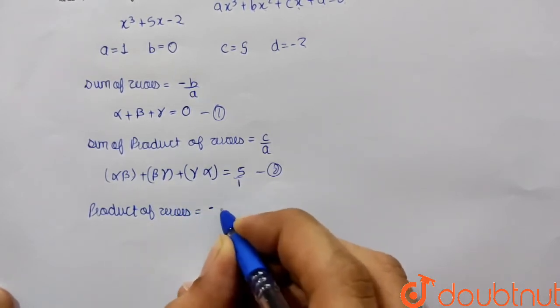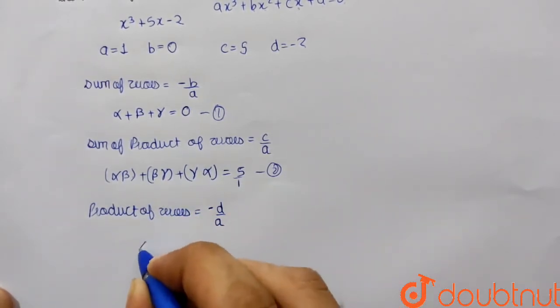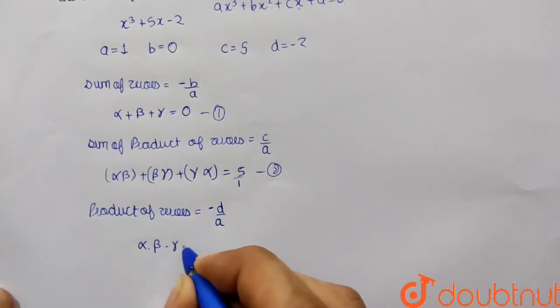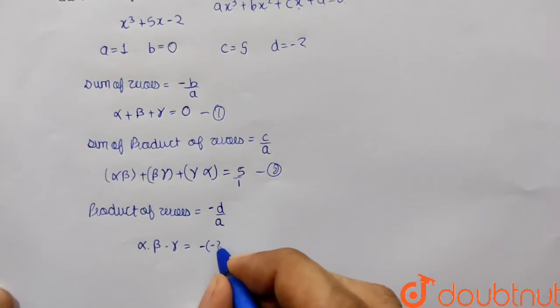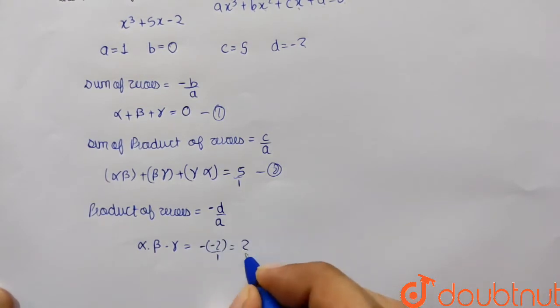Similarly, we have the product of zeros is equal to minus d by a. Product of zeros means alpha dot beta dot gamma equals minus d by a, which is minus of minus 2 by 1, which is equal to 2. So this is equation 3.